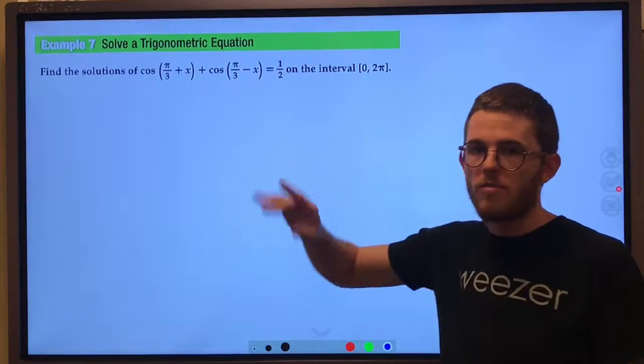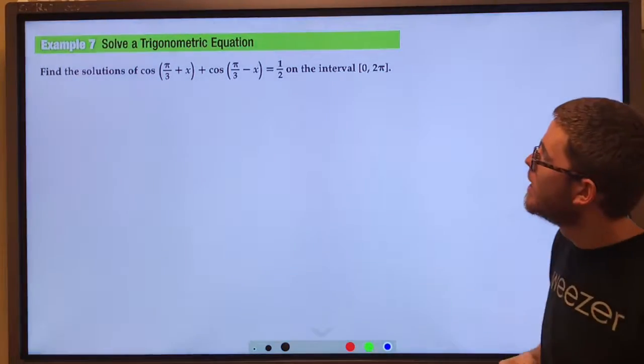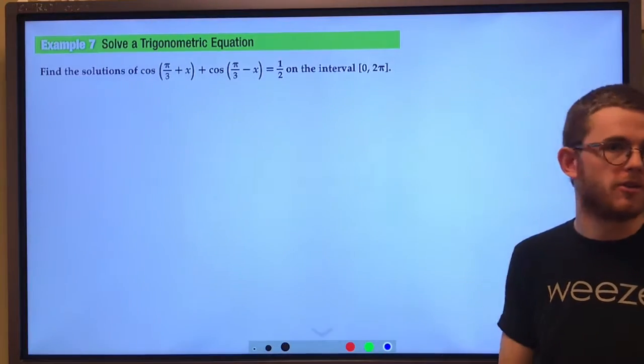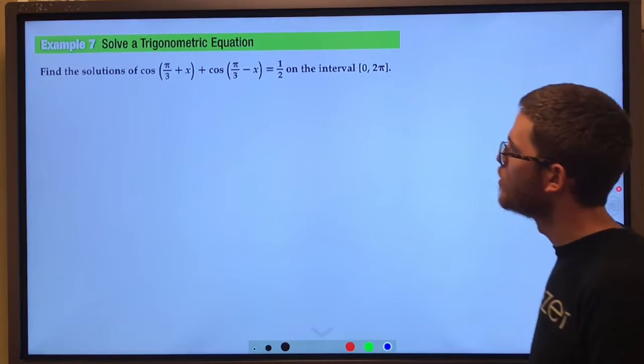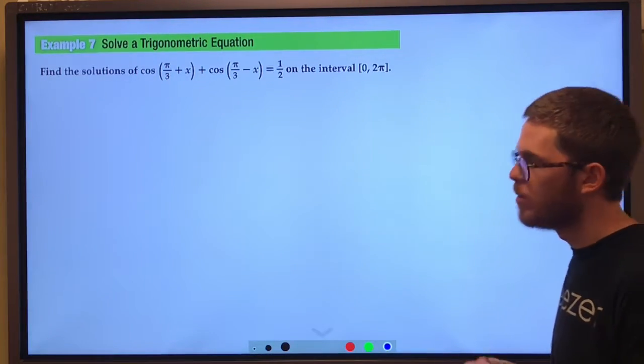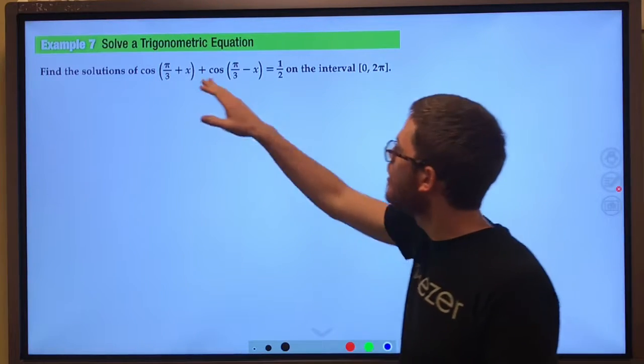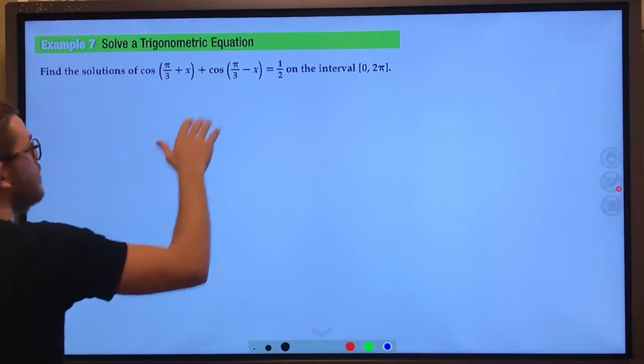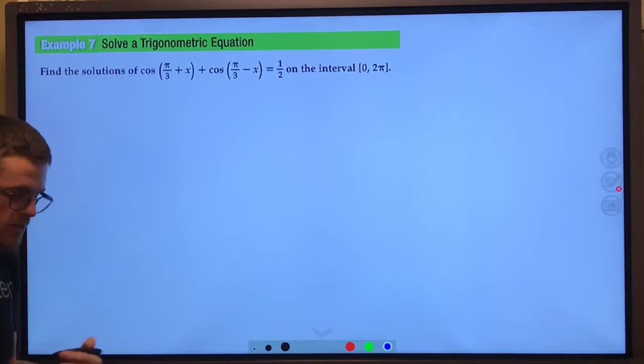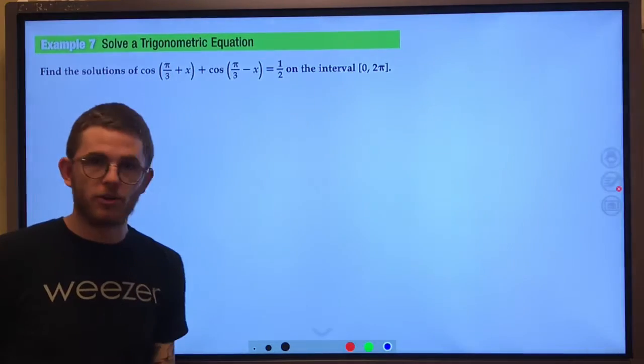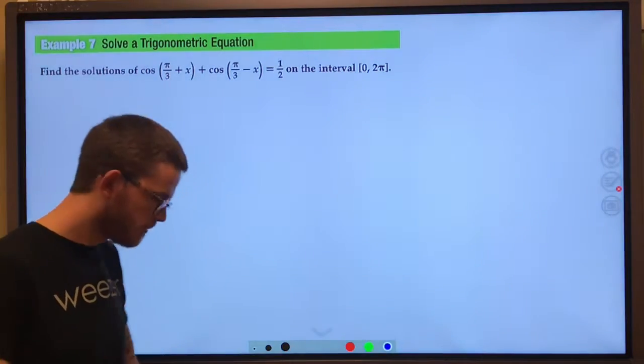We want to solve this equation, and I know just looking at it, it seems kind of daunting because there's a lot going on here. But really, we just want to rewrite it using our sum formula for cosine, then our difference formula for cosine, and we're going to simplify it, and it's going to turn out fine. Okay, so that's what we're going to do.